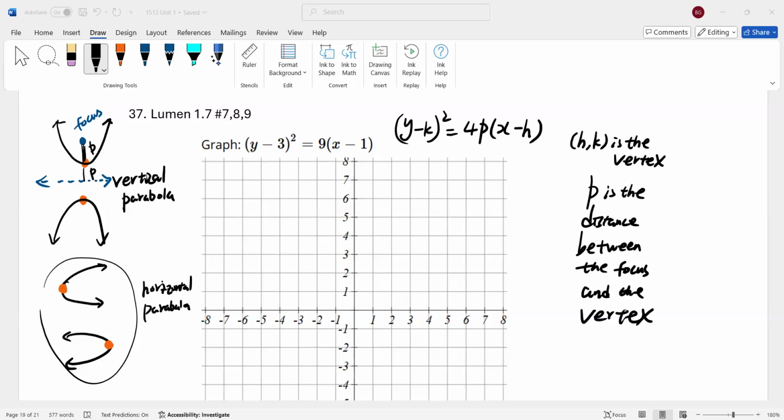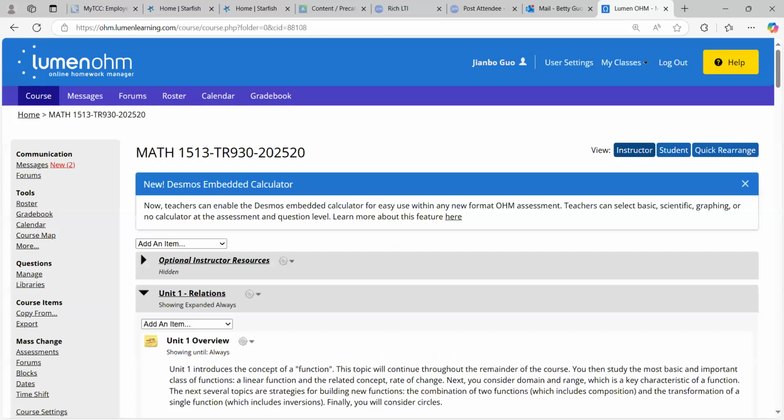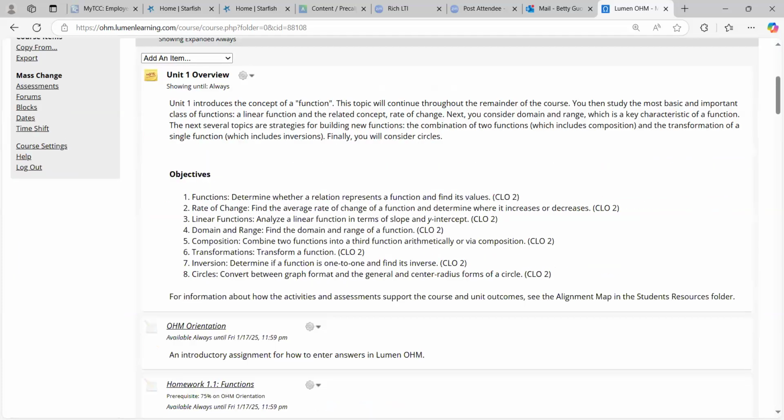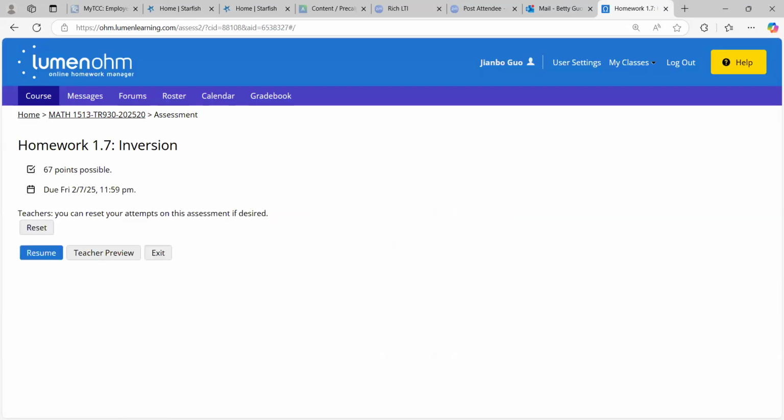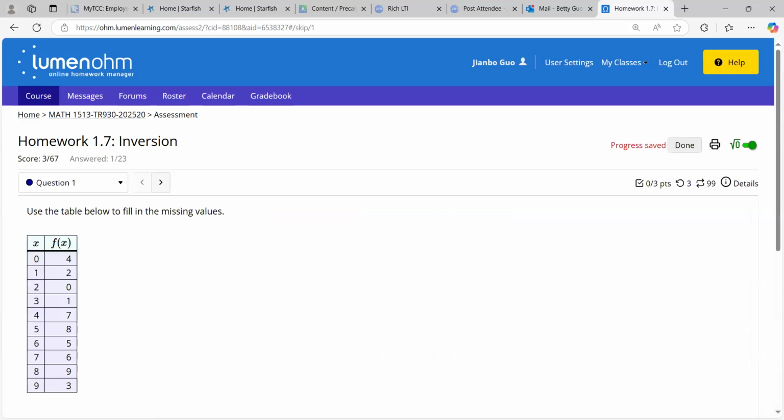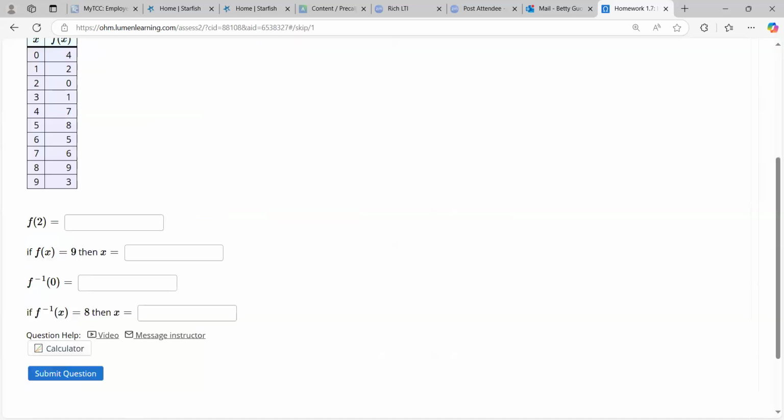Let me share the Lumen, this one. Let me know, do you see Lumen here on my screen? Yes. Awesome, very good. So let's go to 1.7. It's weird, it gave 3 parabola problems in the inversion section.